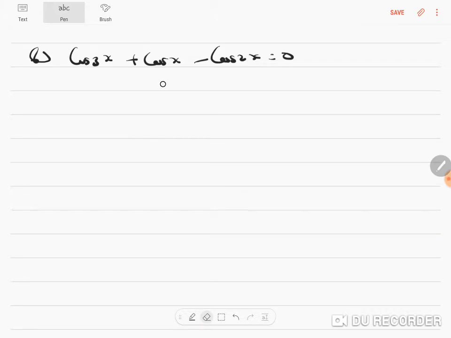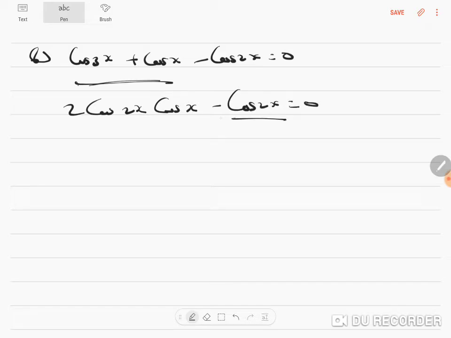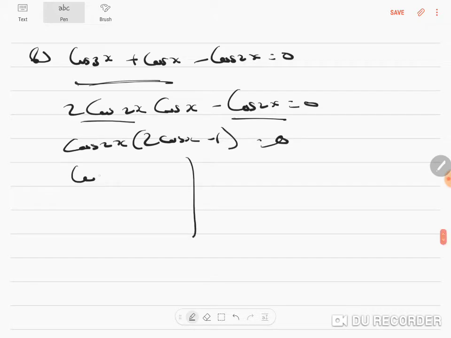Okay, just do this as cos c plus cos d, which is 2 cos c plus d by 2, which is 2x, cos c minus d by 2, which is x, minus cos 2x is equal to 0. Thus cos 2x is common. So you have cos 2x into 2 cos x minus 1 is equal to 0. Thus you have either cos 2x to be 0 or 2 cos x minus 1 to be 0. So cos x therefore will become 1 by 2.